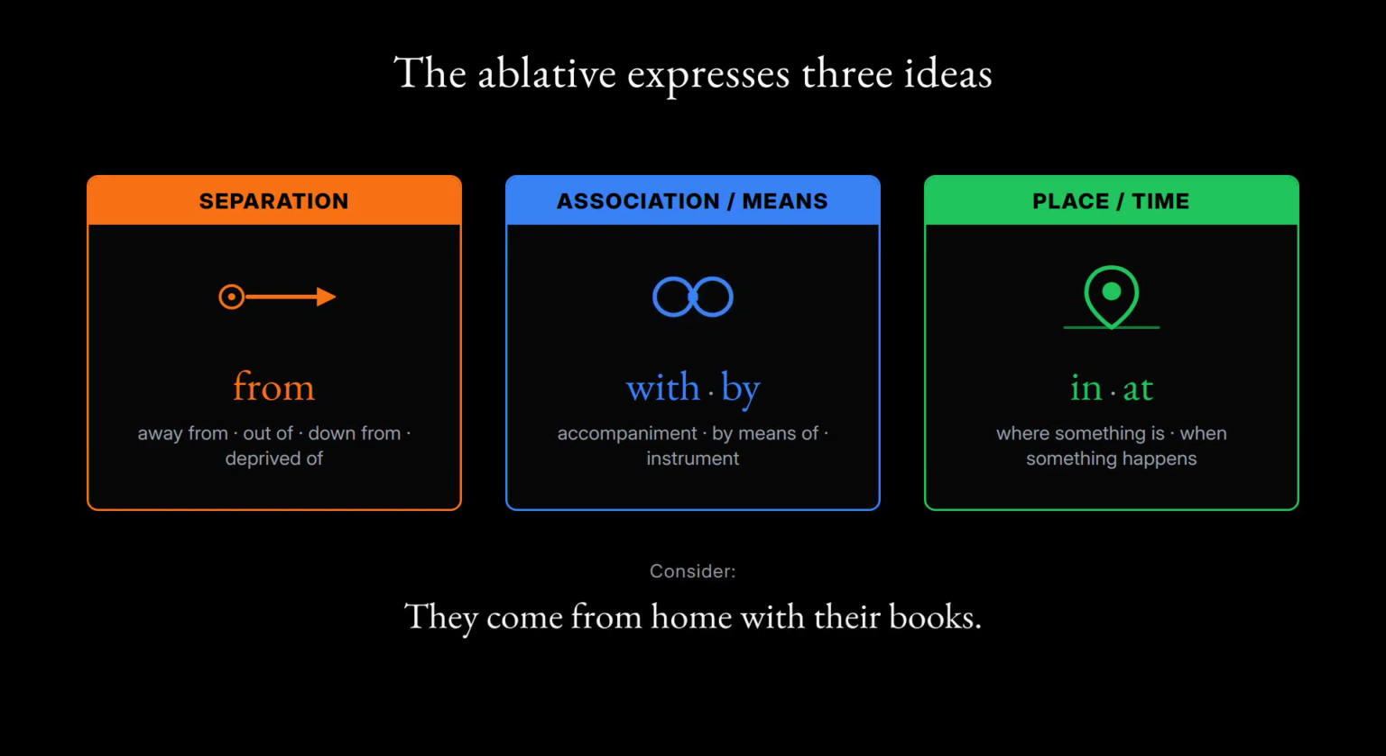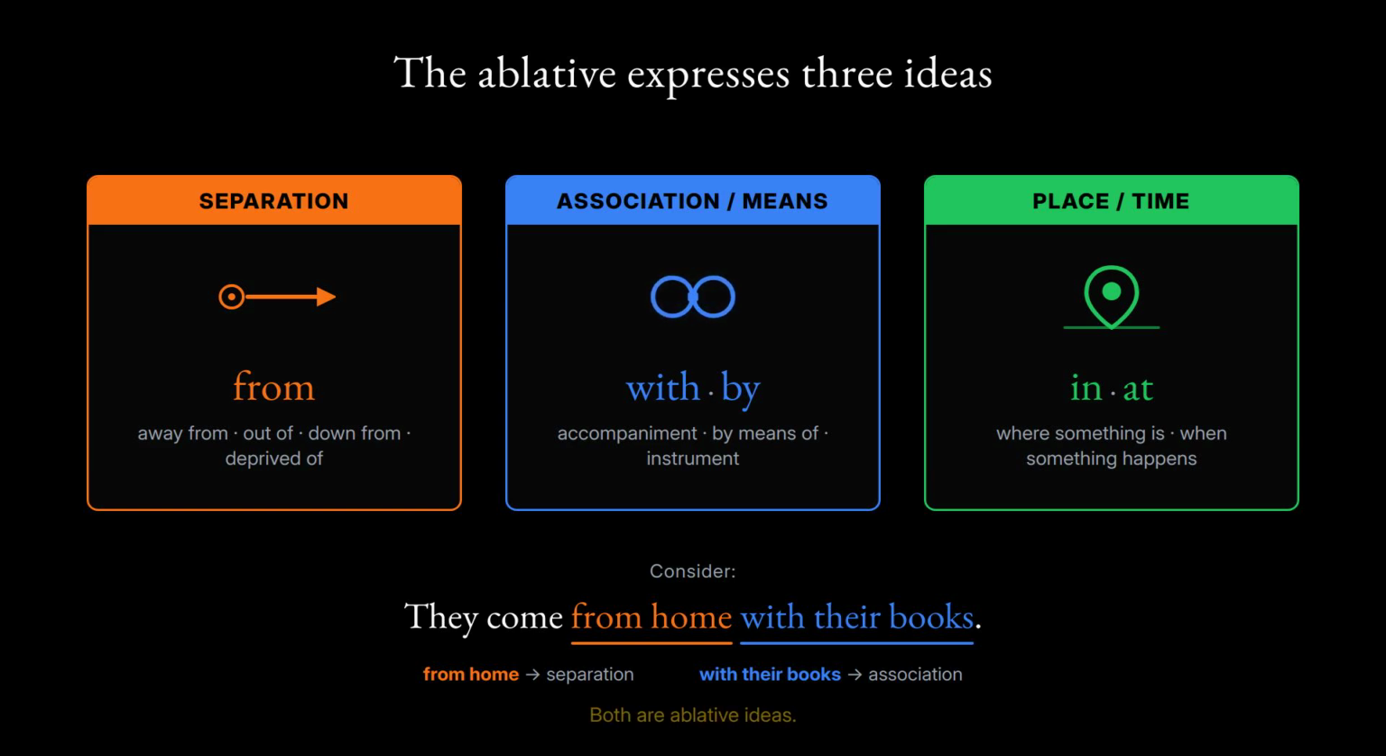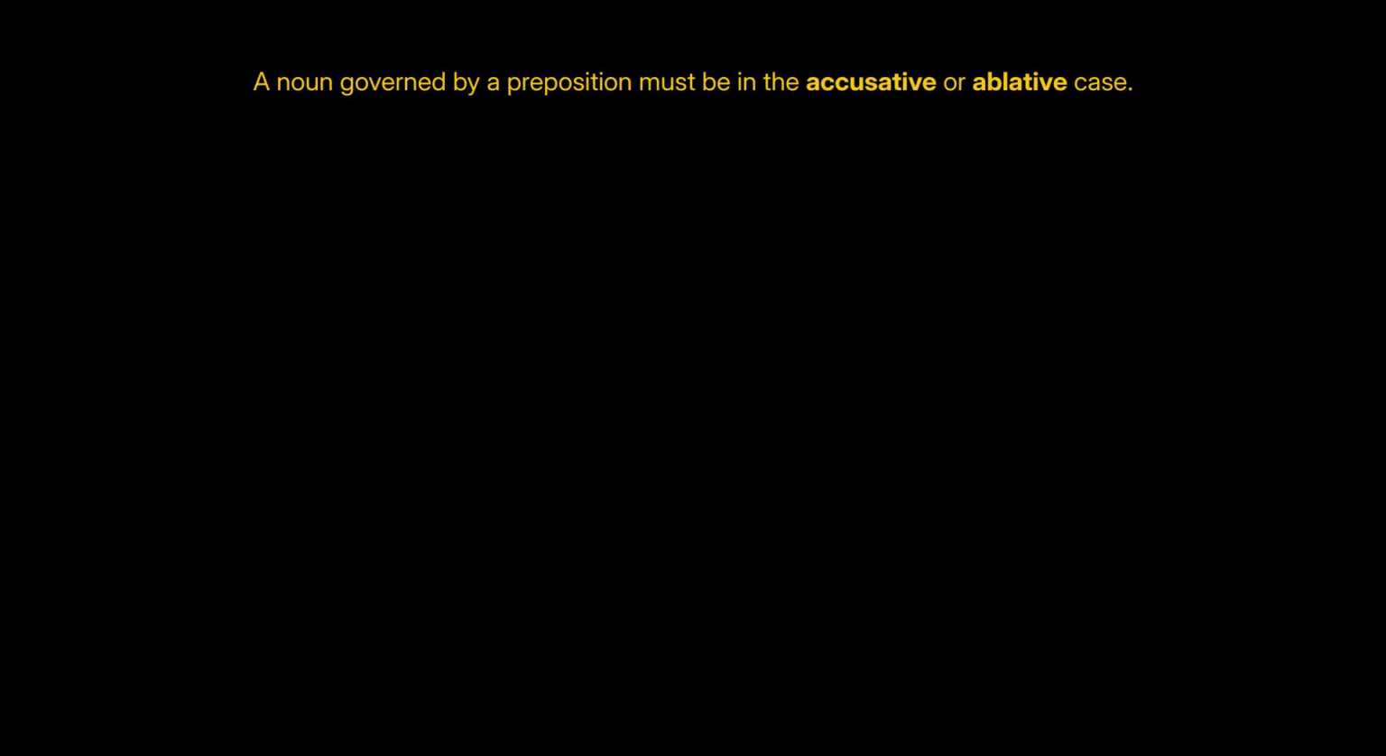Consider this English sentence. They come from home with their books. The phrase from home expresses separation. With their books expresses association. Both are ablative ideas. Rule: a noun governed by a preposition must be in the accusative or ablative case.